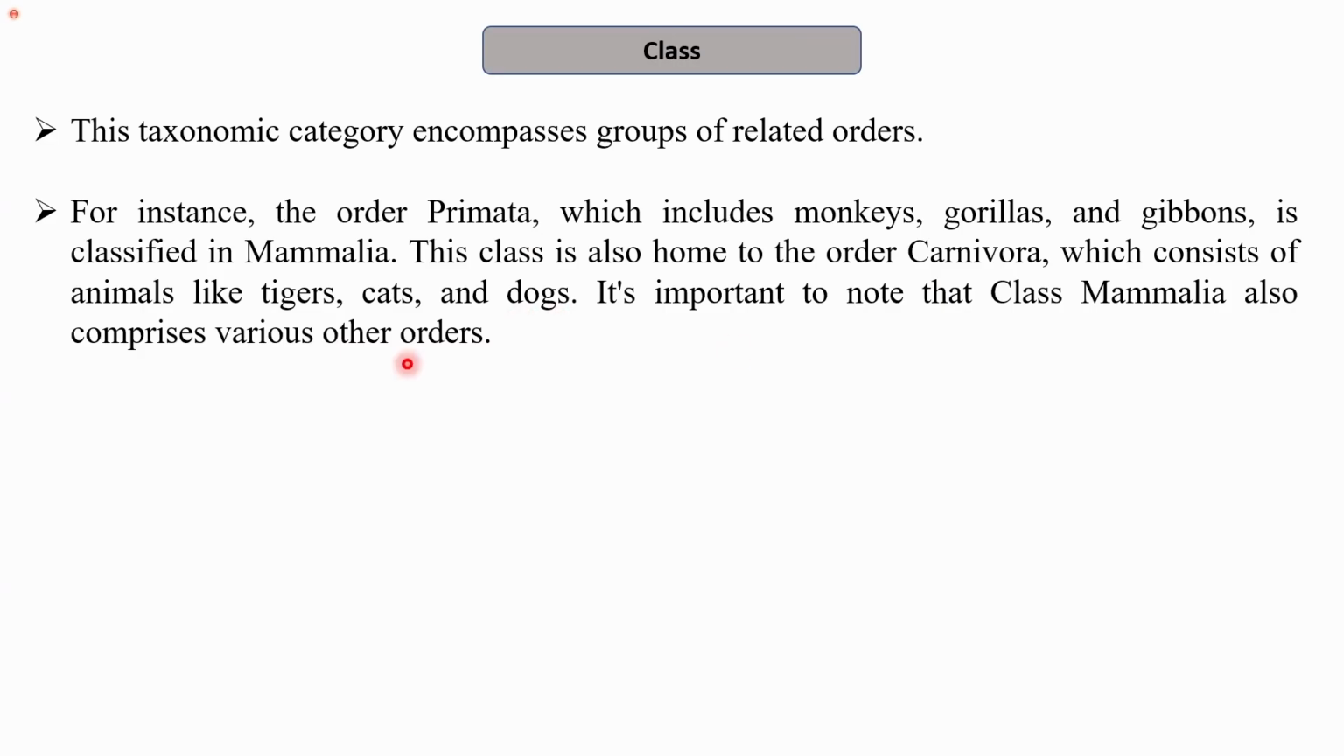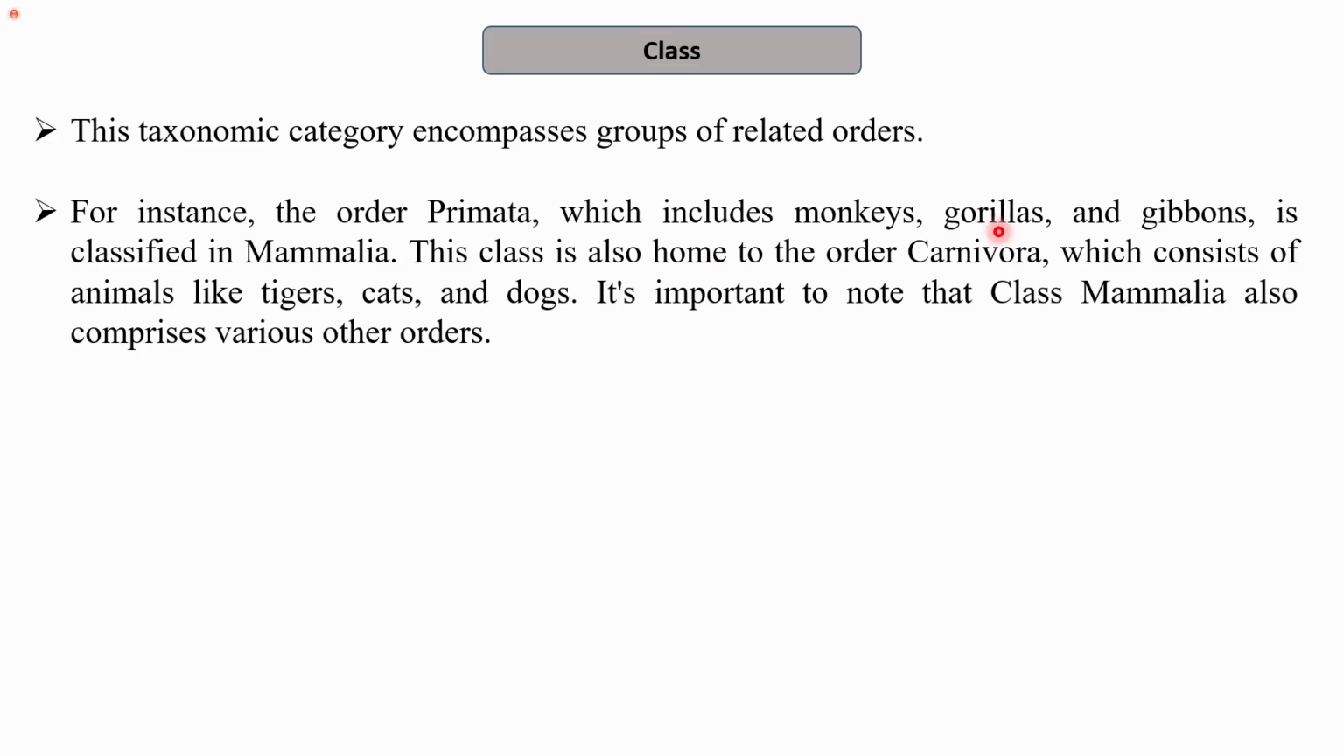The class Mammalia is a taxonomic category at the class level, and it encompasses various groups like primates, for example, which includes monkeys, gorillas, and gibbons. Also, it includes carnivores, and many other groups, more orders. So again, as we move from the order to the class level, the number of shared characteristics between the different groups will decrease.